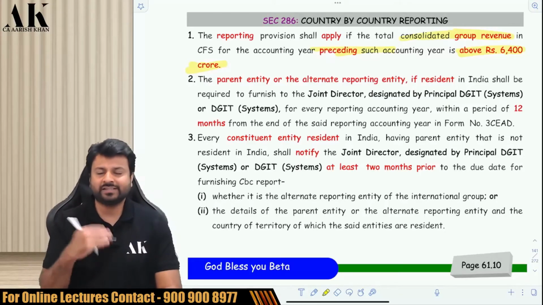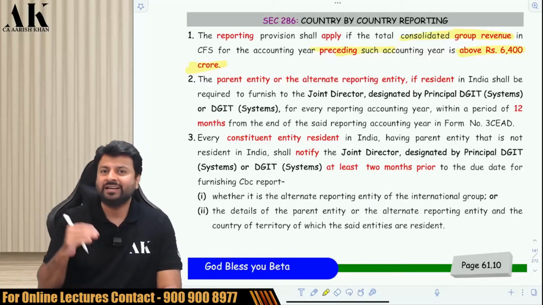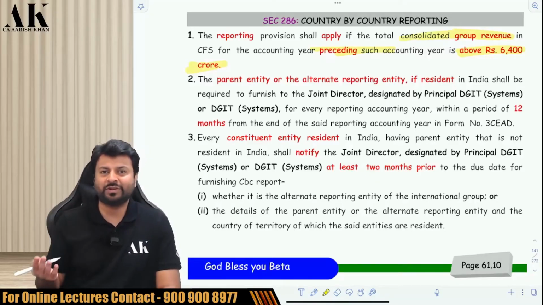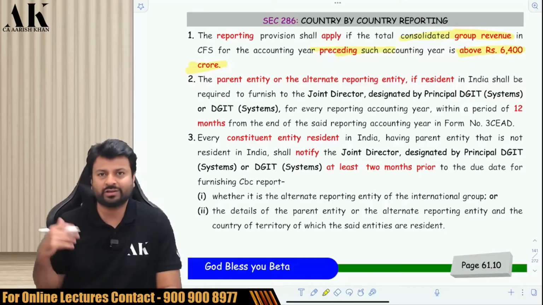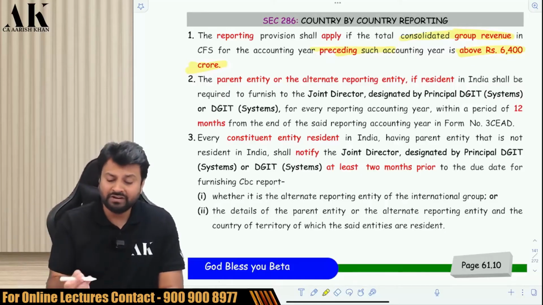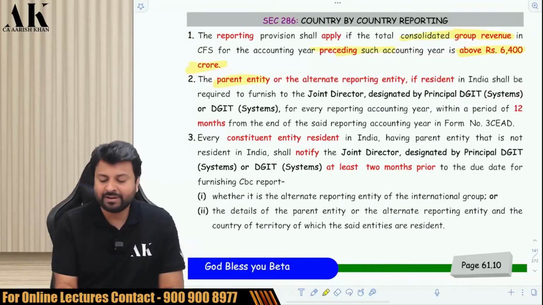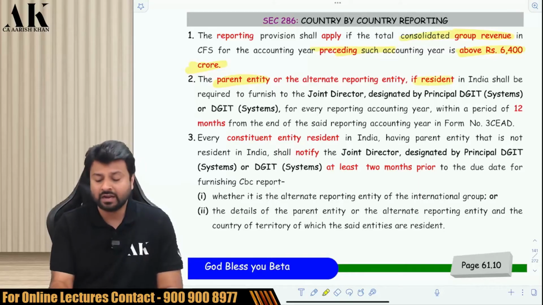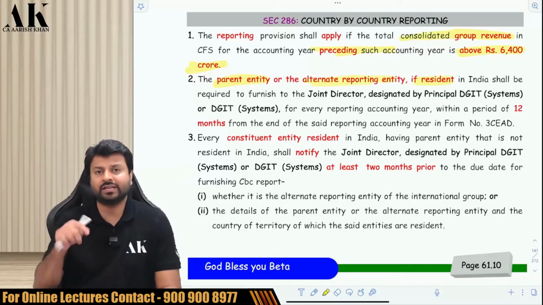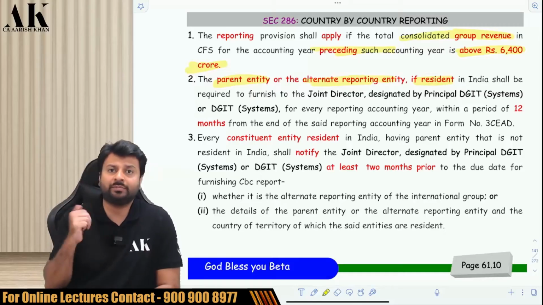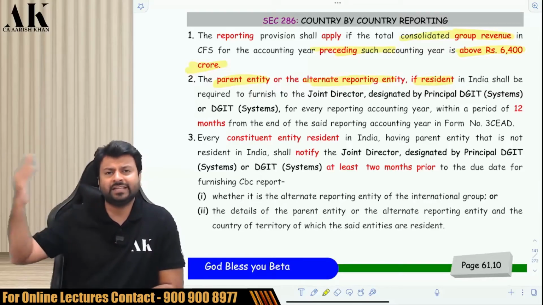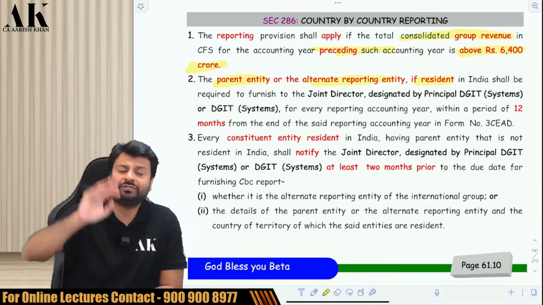Now, Reliance Industries, is it covered in this? Definitely it is covered here because the Reliance Industries total group revenue will definitely be greater than 6,400 crore rupees in the last year. Now, who will file the CBCR? CBCR will be filed by either a parent entity who is a resident in India or an alternate reporting entity who is a resident in India. Now you will ask a question, who is an alternate reporting entity? An alternate reporting entity is nothing but an entity which has been given the power to file the CBCR.